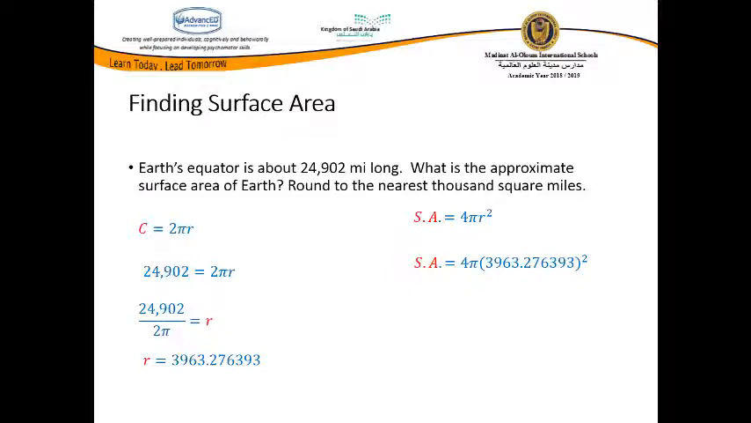By using this value, we can find the surface area, 4 pi r squared, so 4 pi times the calculated radius, 3,963.2763. Then the surface area equals 197,387,017.5. Rounding this to the nearest 1,000 square miles, the surface area equals 197,387,000 square miles.